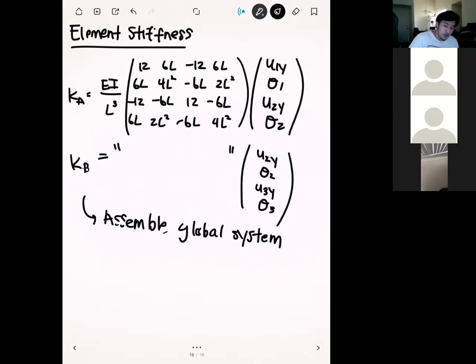Our global system in this case, since we have three nodes and 2 degrees of freedom per node, will be 6 by 6. I'm definitely going to have to do that on the next page. Are there any questions on just writing out these element stiffness matrices here? Okay, so let's write out the global system. It's going to be 6 by 6, right?